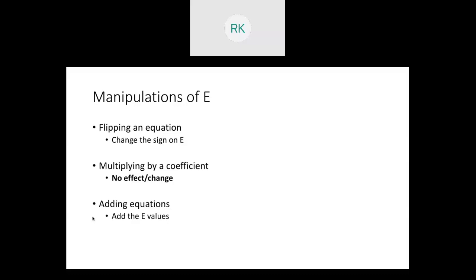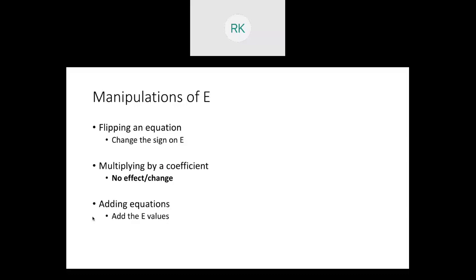Now, manipulations of E. As you'll notice, when you flip an equation, you change the sign on E. That makes sense. That's basically what we do when we go from a reduction equation to an oxidation equation. And that is the same thing that we do with thermochemical equations as well, right? It's the same as the manipulation for delta G.